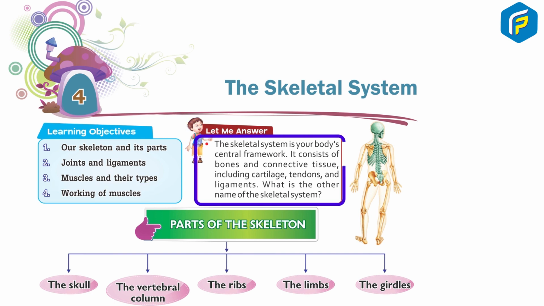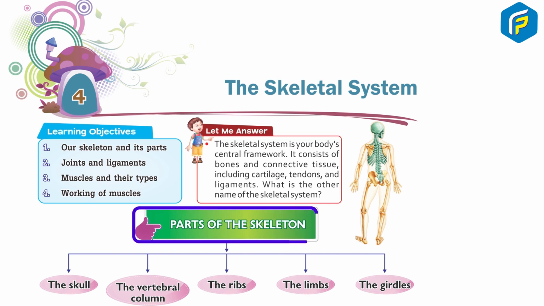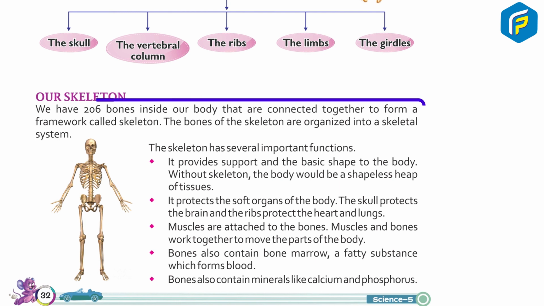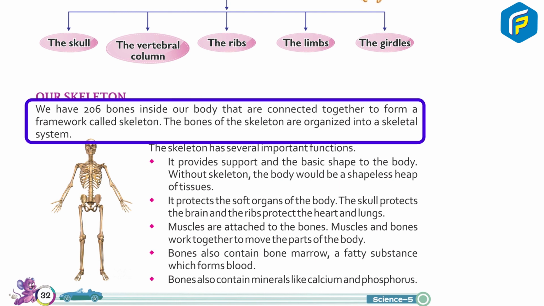The skeletal system is our body's central framework. It consists of bones and connective tissue, including cartilage, tendons, and ligaments. What is the other name of the skeletal system? Parts of the skeleton: the skull, the vertebral column, the ribs, the limbs, the girdles. Our skeleton: we have 206 bones inside our body that are connected together to form a framework called the skeleton.